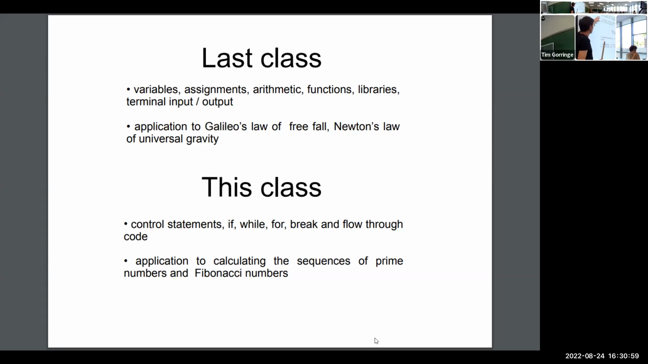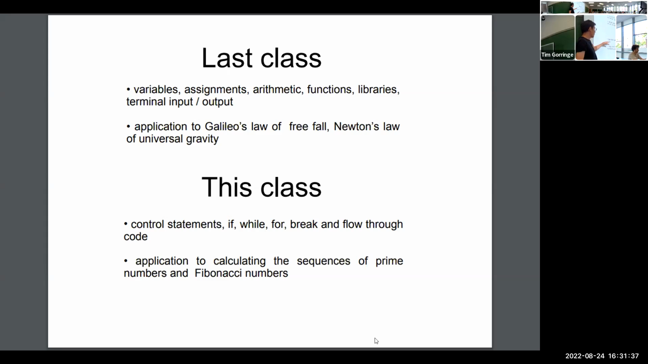Last class, we talked about variables in Python, assignments to variables, arithmetic, functions and libraries. Our examples were Galileo's free fall law, and doing some calculations related to that. And in the homework, it was derived from Newton's universal law of gravity, the relationship between the altitude and the period of the satellite.